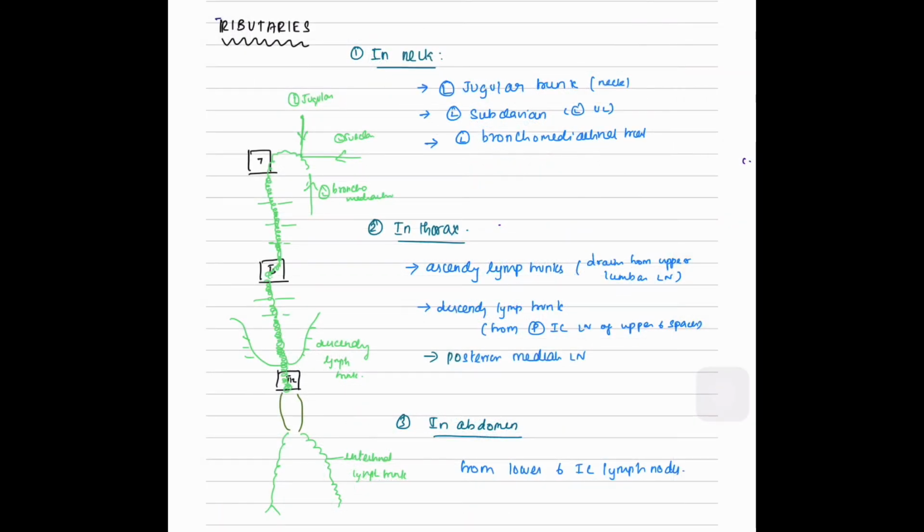Tributaries of the thoracic duct. In the neck, it receives the left jugular trunk, which drains the neck, the left subclavian trunk, which drains the left upper limb, and the left bronchomediastinal trunk. In the thorax, ascending lymphatic trunks, which drain from upper lumbar lymph nodes, and descending lymphatic trunks, which drain from posterior intercostal lymph nodes of upper 6 spaces and posterior mediastinal lymph nodes. In the abdomen, it drains from lower 6 intercostal lymph nodes.